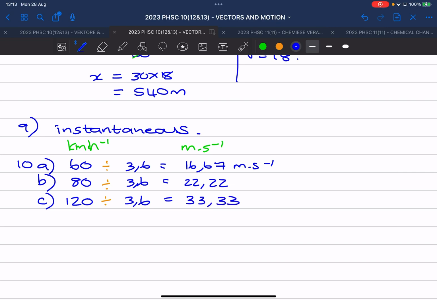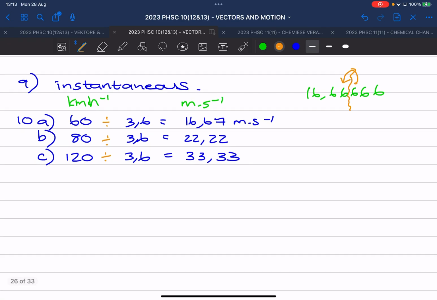Good. Yes. At the first one, if your answer is 16.66, because it's 16.66666666, you need to round off to 2 decimals. So what does that 6 do to that 6? Makes it a 7. Never, ever, ever. Your first chapter, we did 2 decimals.